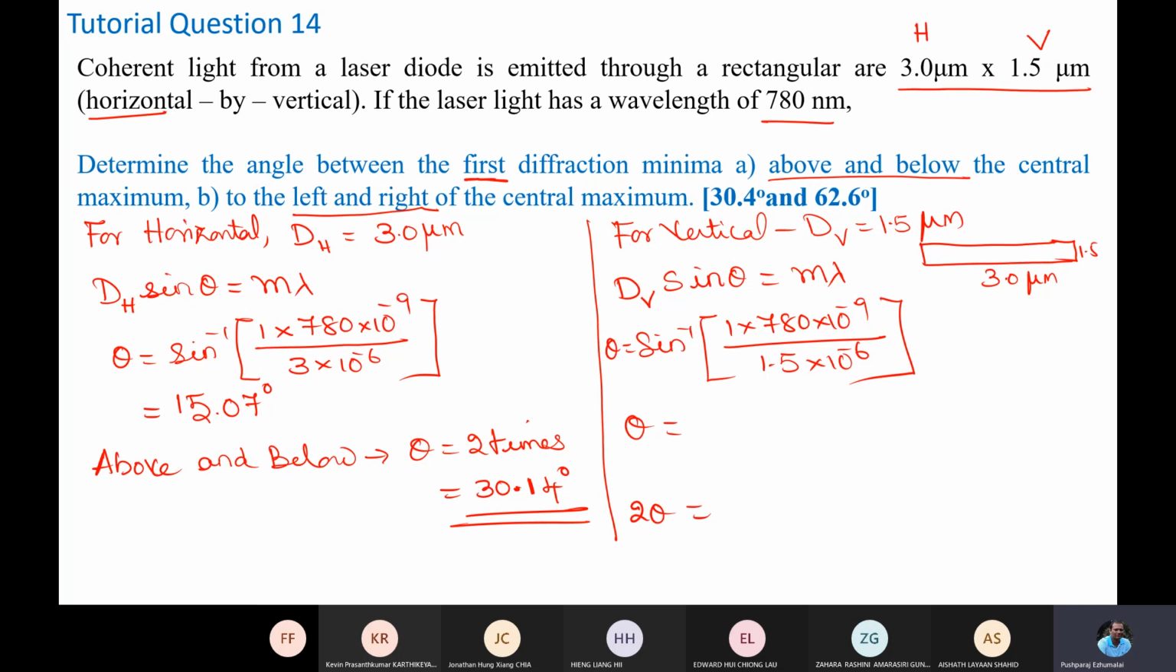So sine inverse of 780 × 10^-9 divided by 1.5 × 10^-6. So we will get the answer as 31.3. So the angle is 31.3 multiplied by 2, so 62.6 degrees. So we will get the answer as this much.